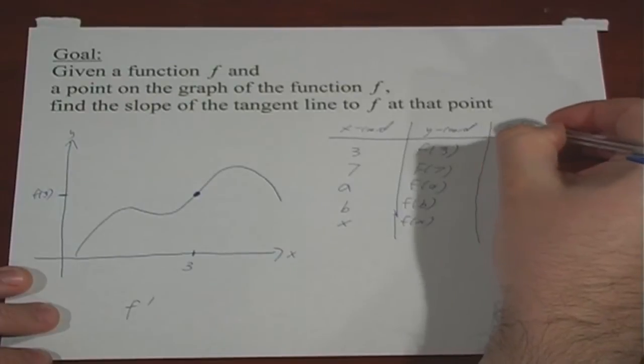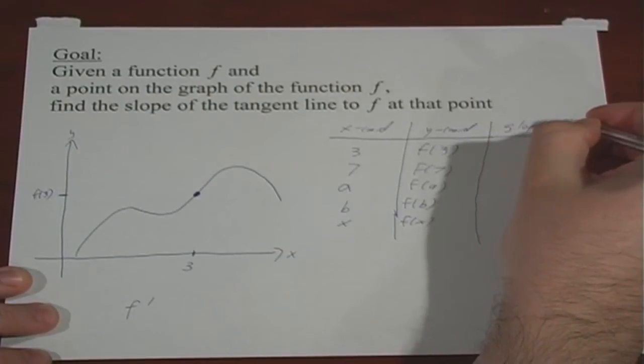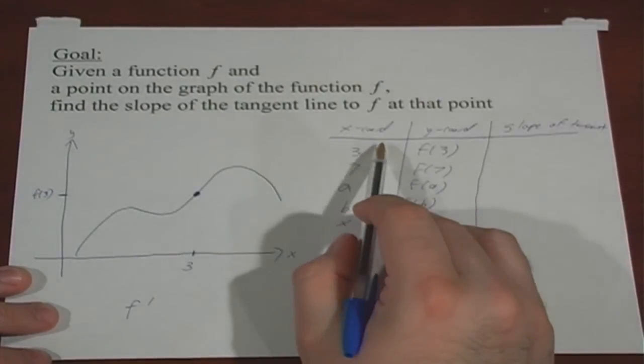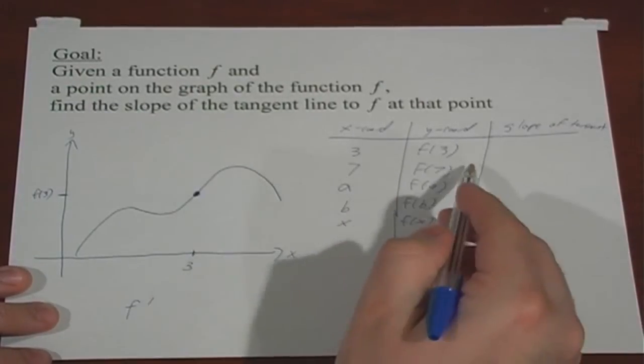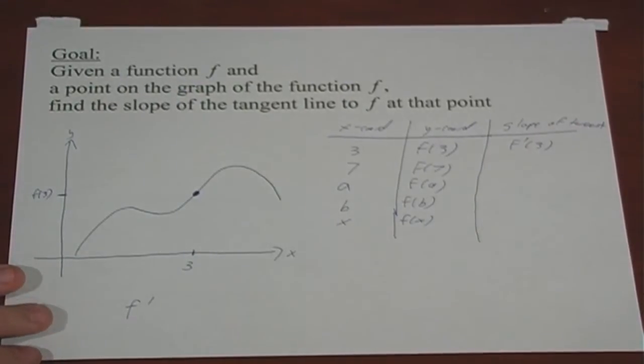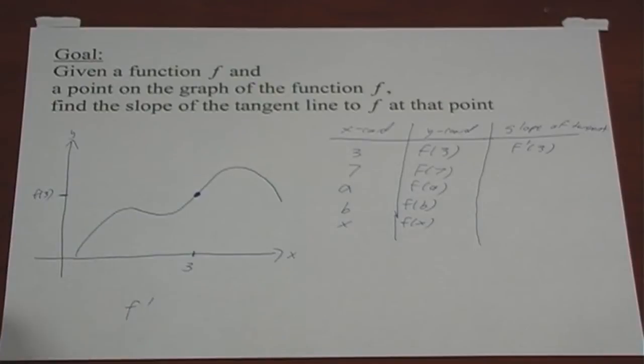But if I say what's the slope of the tangent line there, then it's f prime of 3. So this is the slope of the tangent line. Okay, slope of the tangent line. So at the point where the x coordinate is 3, what's the slope of the tangent line? The notation is f prime of 3. One way to say that is f prime of 3. The other way to say that is it's the derivative of the function at 3.